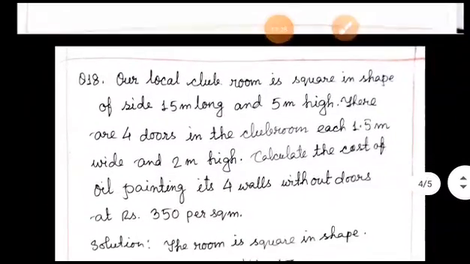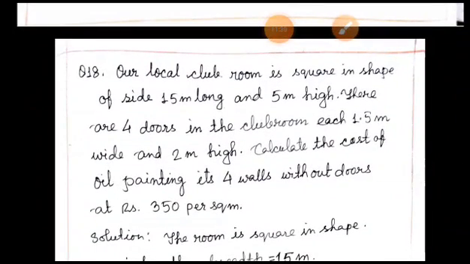Now next question, question number 18. The question is: a local club room is square in shape, of side 15 meter long and 5 meter high. There are 4 doors in the room, each 1.5 meter wide and 2 meter high. Calculate the cost of oil painting its 4 walls without doors at rupees 350 per square meter. Again a similar type of question.